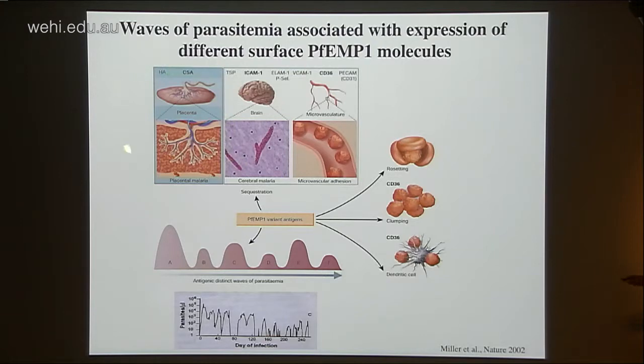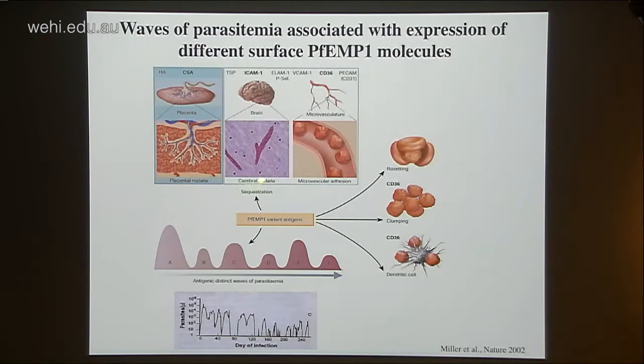Firstly, malaria in pregnant women is particularly linked to expression of a PFMP1 type that allows binding to chondroitin sulfate A, which is particularly rich in the placenta. So those parasites adhere in the placenta. That causes major issues with respect to the health of the fetus, but also the mother.